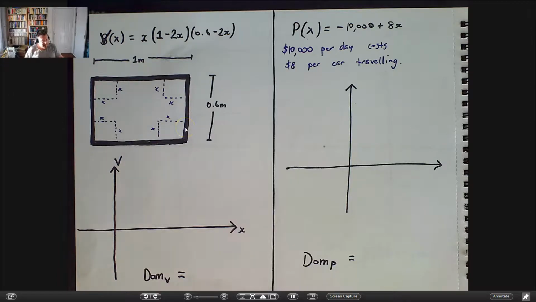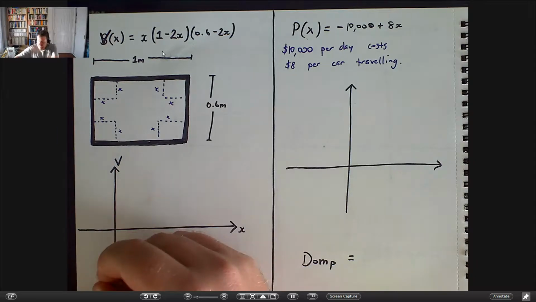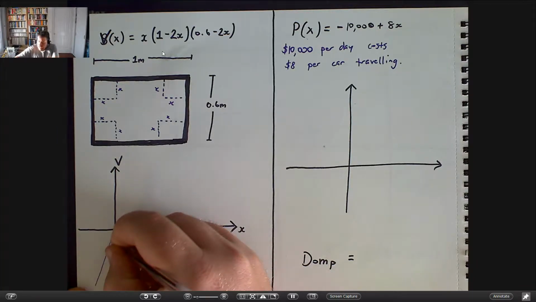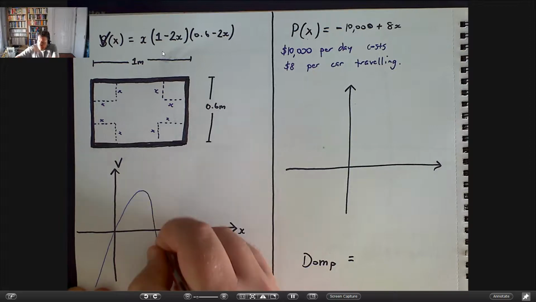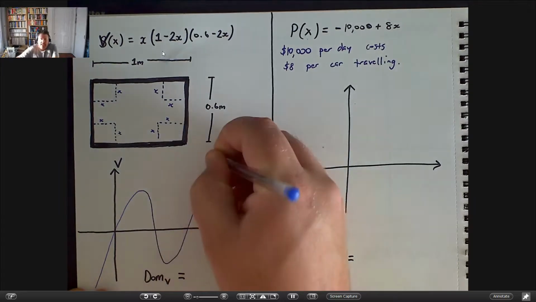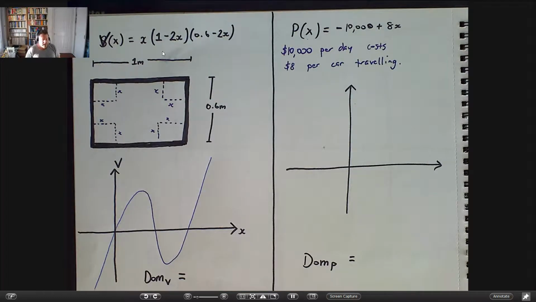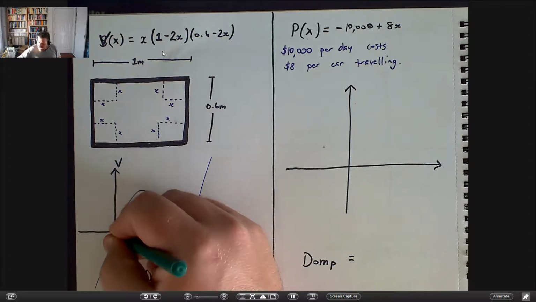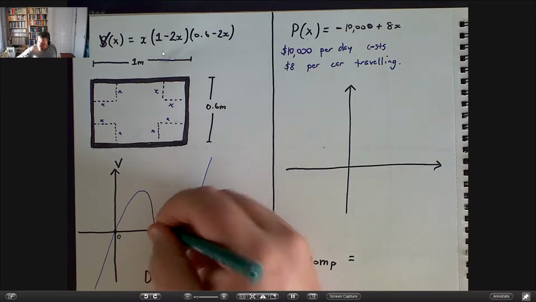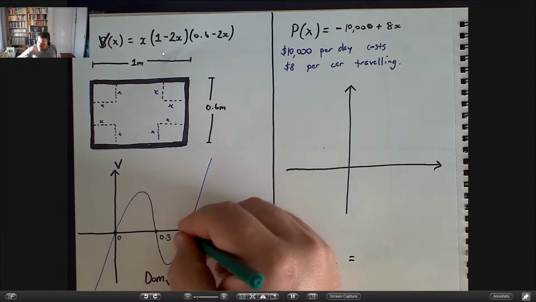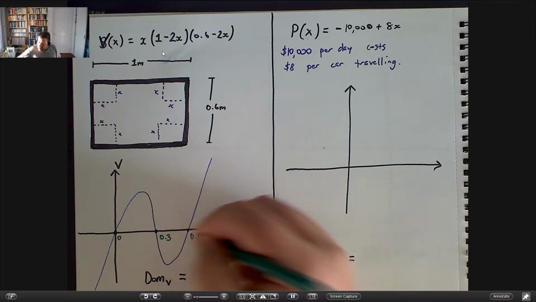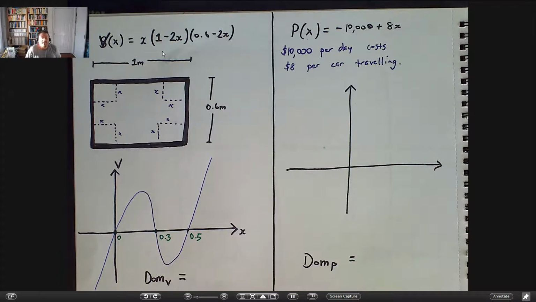And if we were to sketch that function, if we just took this rule as given, then what we're going to get is something that looks a little bit like this. It's a cubic function. It might look potentially something like that. And these x-intercepts here are going to be at 0, 0.3 and 0.5. You can verify that for yourself if you like.